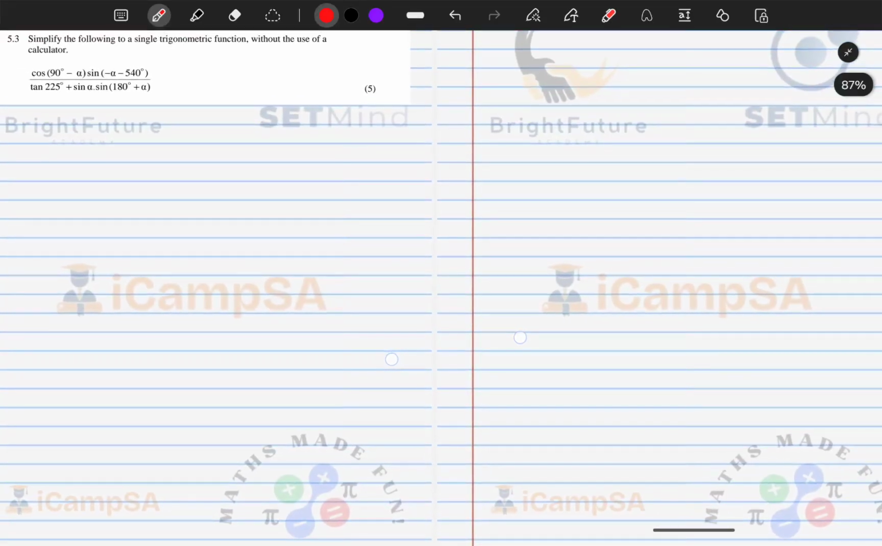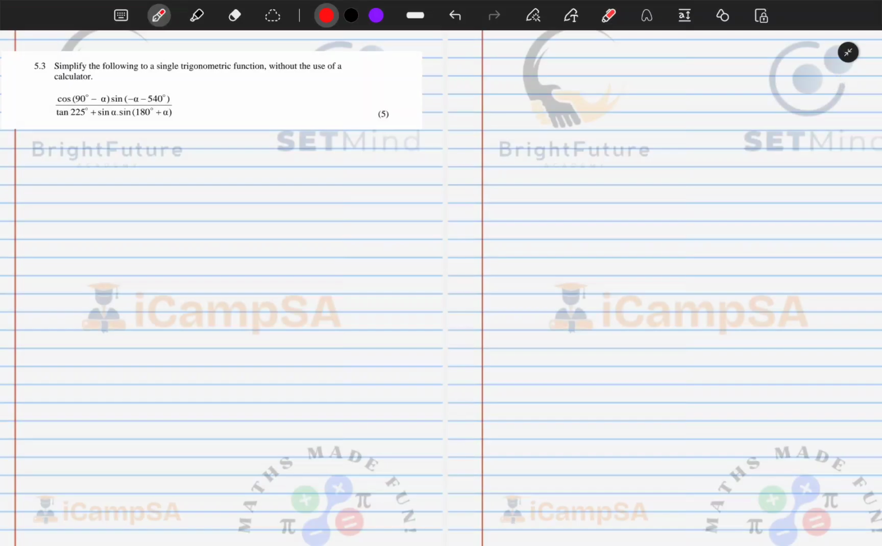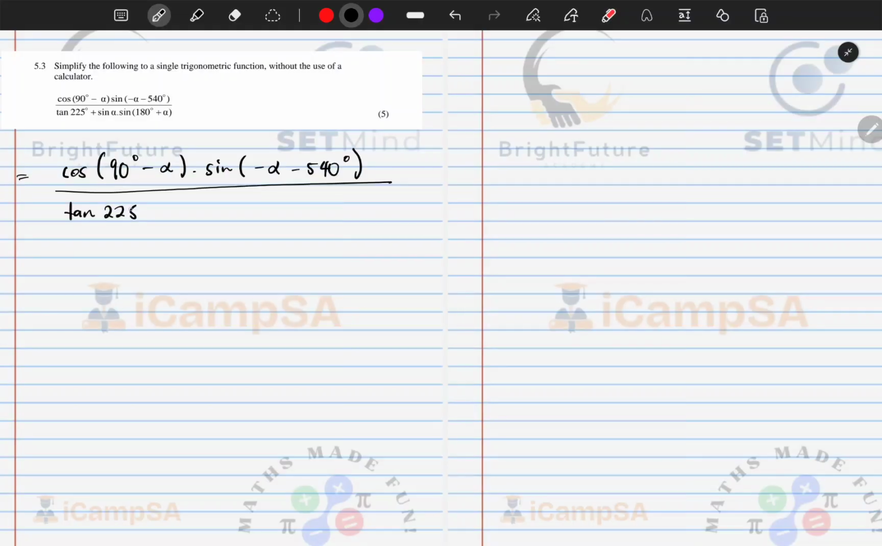Let's look into 5.3. So in this case, we are being told that we need to simplify the following to a single trigonometric function. Here we are going to rely more on the CAST diagram and reduction formulas. I'm just going to write this again. It's not necessary that in every question you repeat it, but I'm just going to write it for visibility purposes. So it's going to be cos(90 degrees minus alpha) times sine(negative alpha minus 540 degrees) all over tan(225 degrees) plus sine alpha times sine(180 plus alpha).